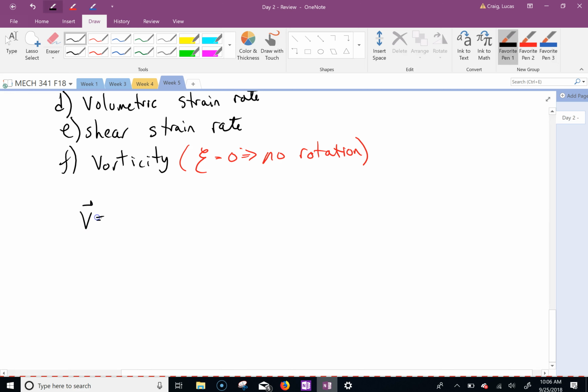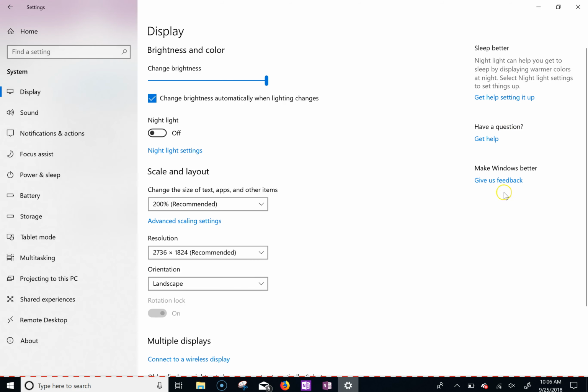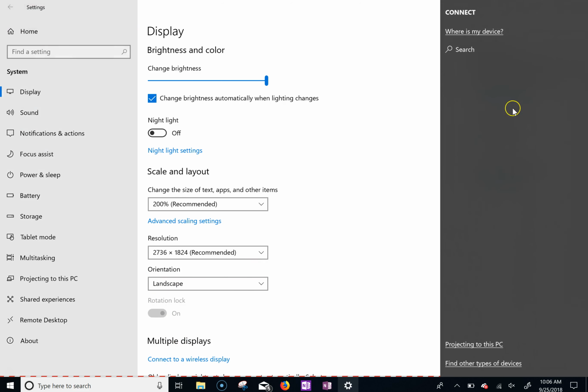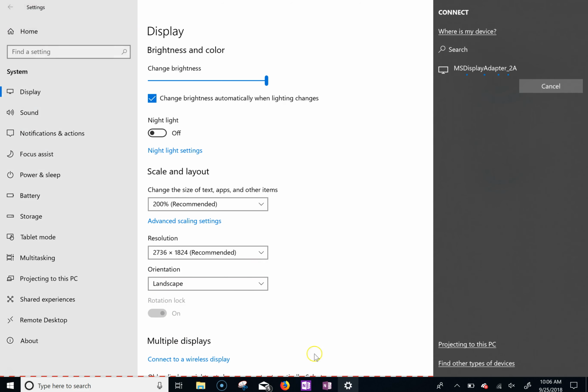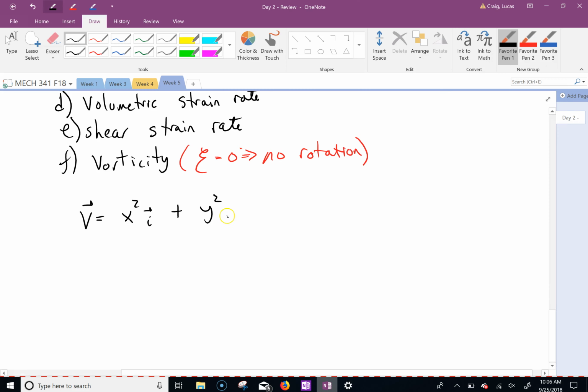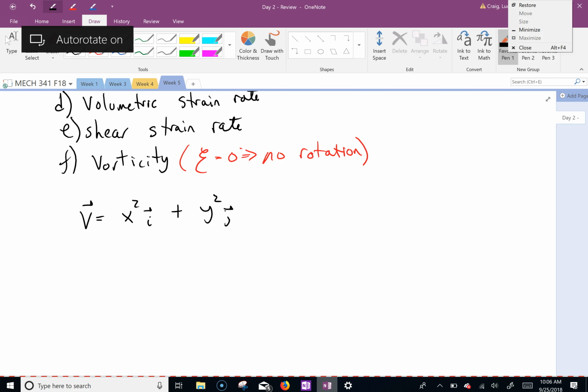So V is x squared i plus, uh-oh, did it kick me off? It's weird that it does that. It does it a lot sometimes. Yeah. Yep. Okay, so here is the velocity profile.